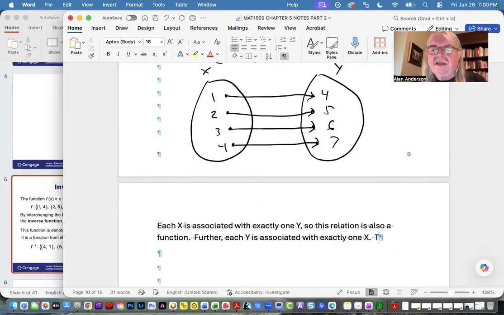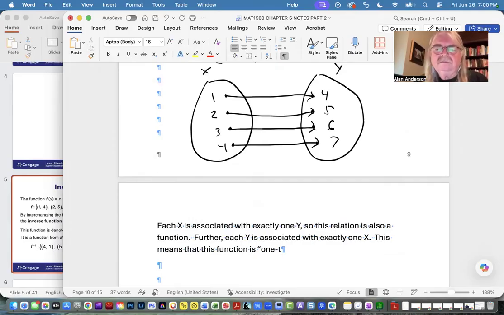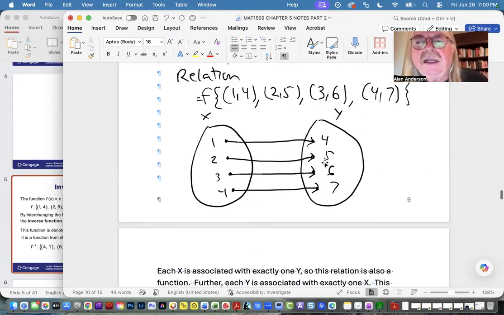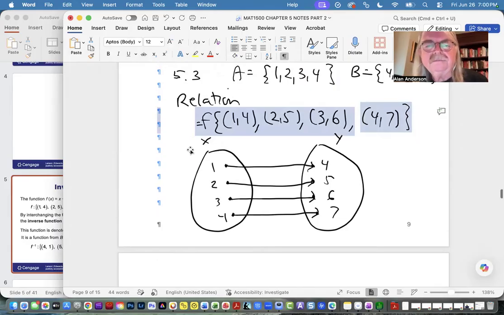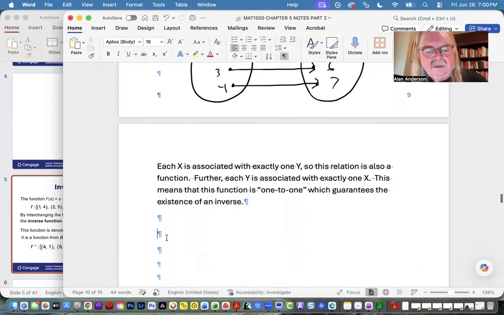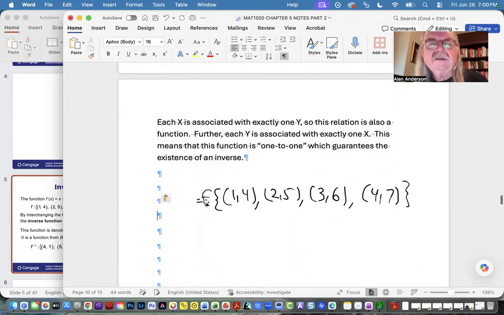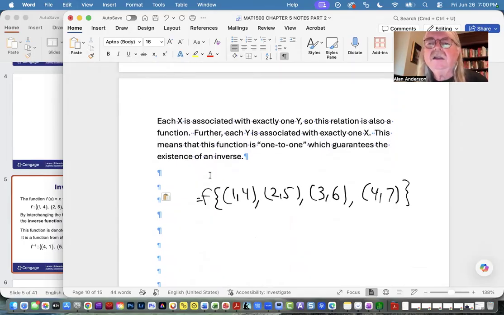This means that this function is one to one, which guarantees the existence of an inverse. And it's easy to determine what it is. What we're going to do is this. We're going to simply reverse the ordered pairs.